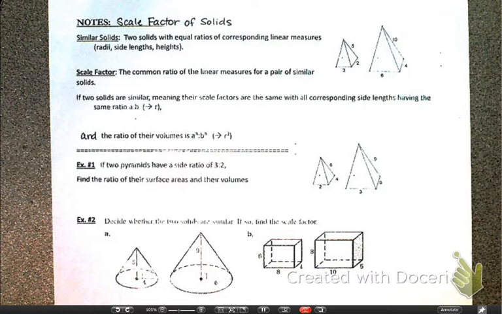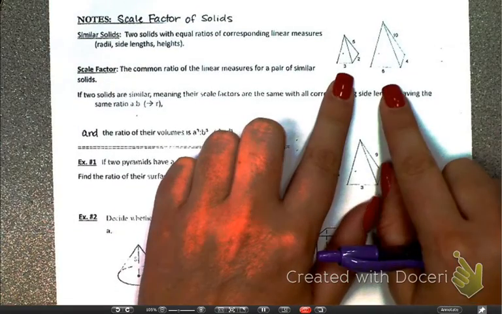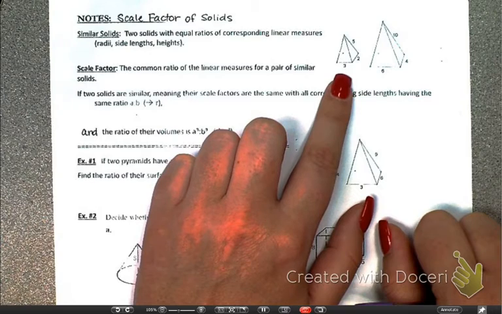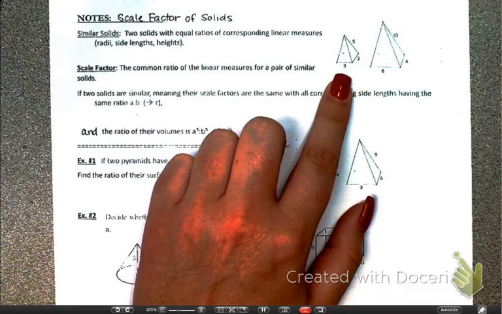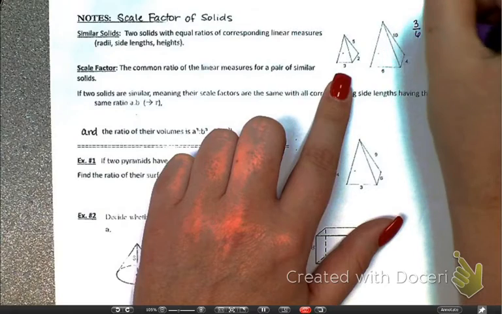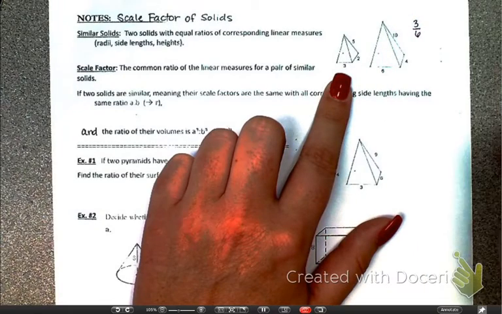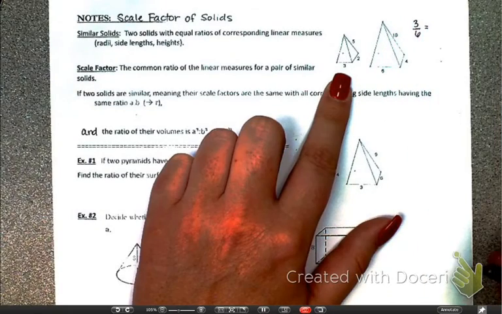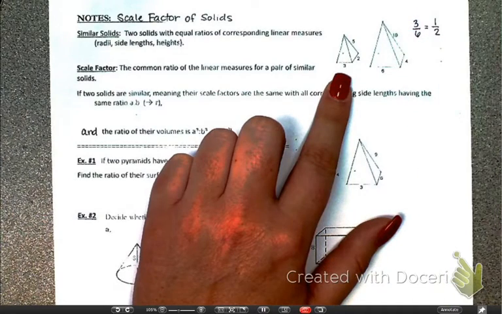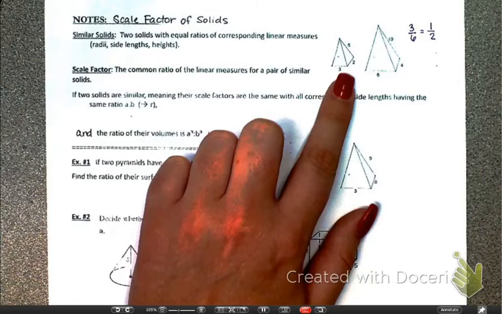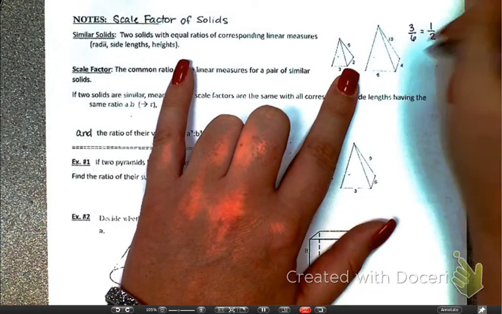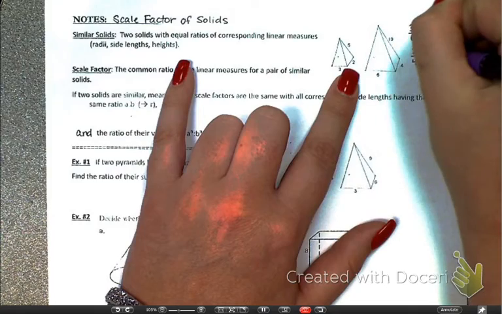Okay, so for instance, if I'm looking at these pyramids here, what does 3 match up to in my larger pyramid? 6. They're the same side, right? So 3 over 6, that's a ratio. It's a comparison of those two sides. What does that reduce to? 1/2. What about 2? What side does that match to in the large one? 4. Okay, and what does 2 over 4 reduce to? 1/2.